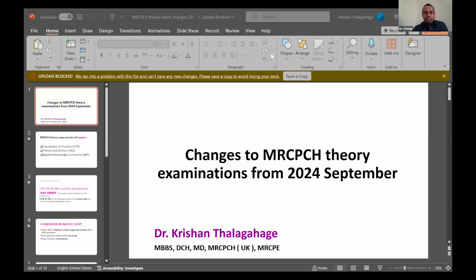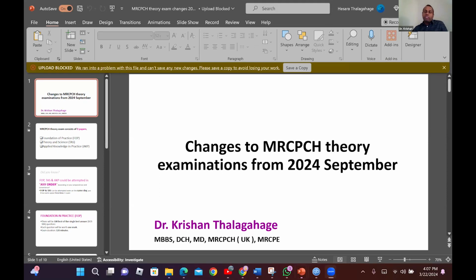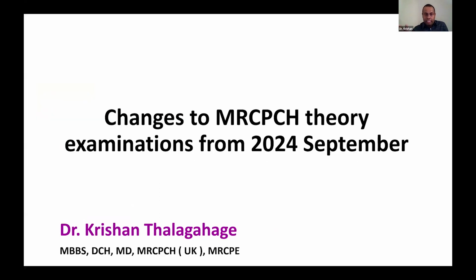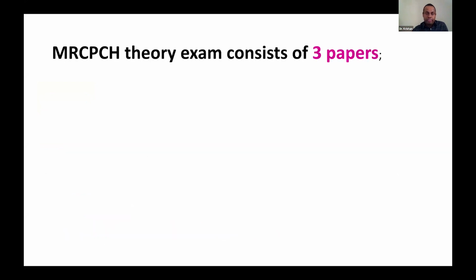So those 3 components were happening in a particular way, or the paper composition was different from what they are going to introduce from September 2024, right? So the changes that are going to happen from September 2024 are these. So these are the changes to the MRCPCH yearly exam, particularly from September 2024, right?